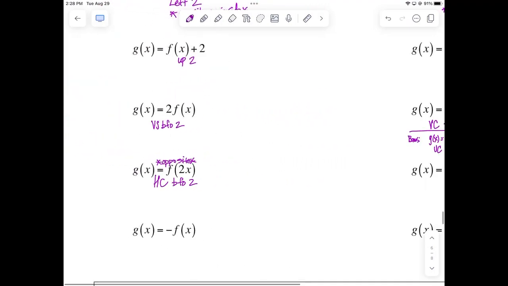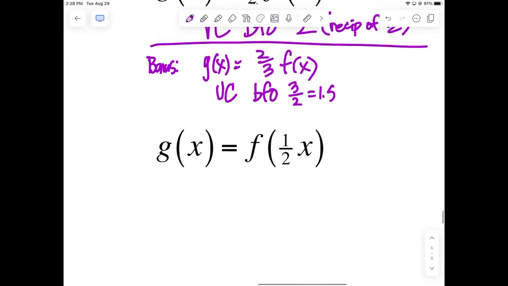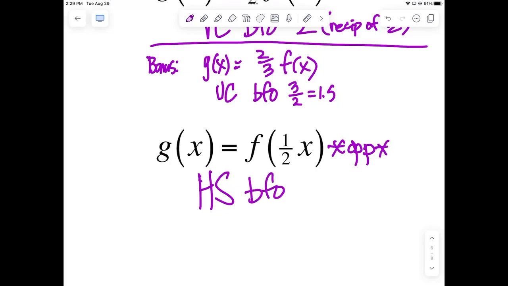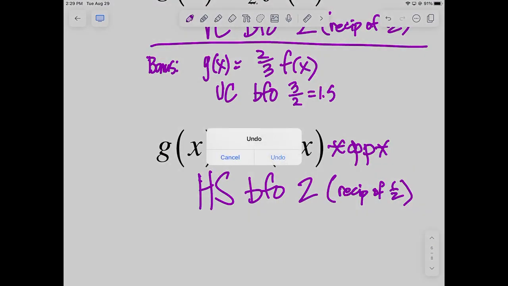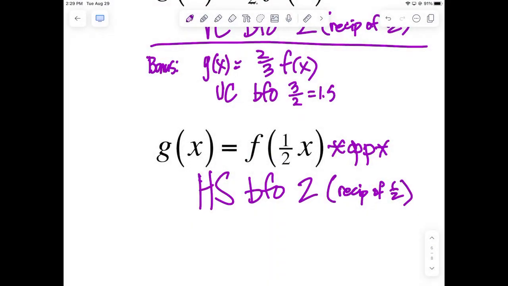And my favorite one, what if I see f of 1/2 x? It's multiplied on the inside, so it's a horizontal something. Yeah, it's a stretch. You might think, oh, half as wide, but no, no, no. It's the opposite. So it's twice as wide. It's a horizontal stretch by a factor of what? 2. Yeah, the reciprocal of 1/2. So that one was exciting because you had to do the opposite and you had to flip it. That's the most fun one. You have to take the opposite of what it's showing and you flip it.